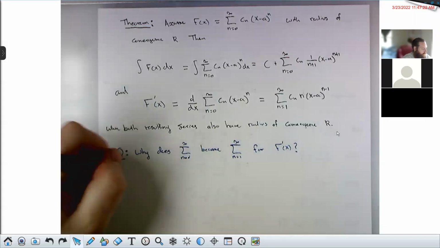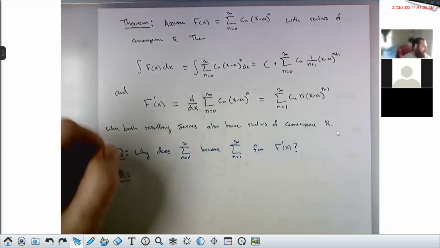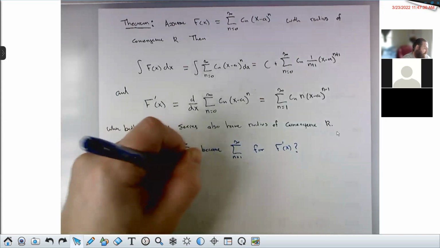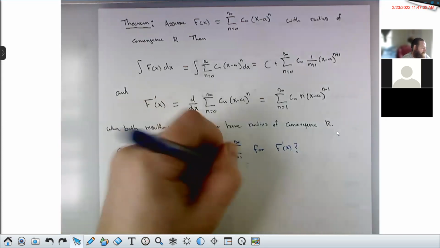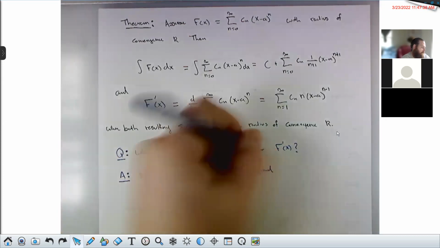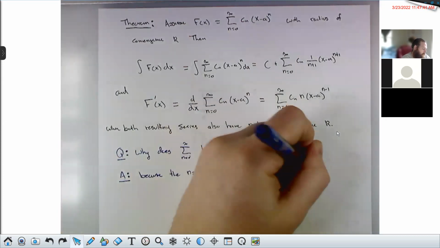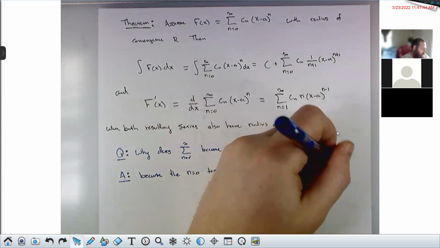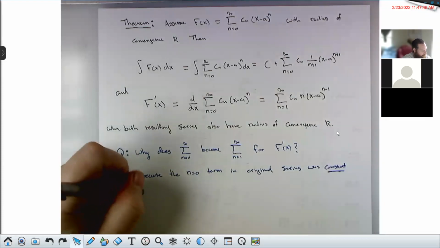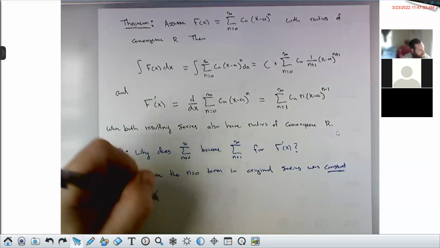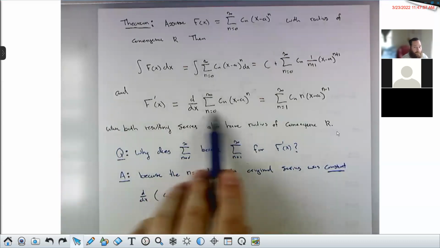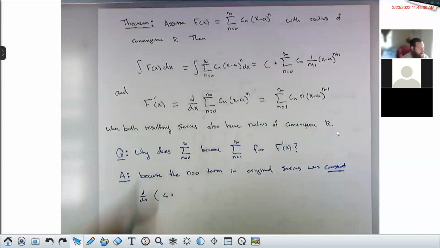And the answer is because the n equals 0 term in the original series was constant. And the derivative of a constant is 0. So what does that look like? That's when I take the derivative here, I'm just going to write this out long form.